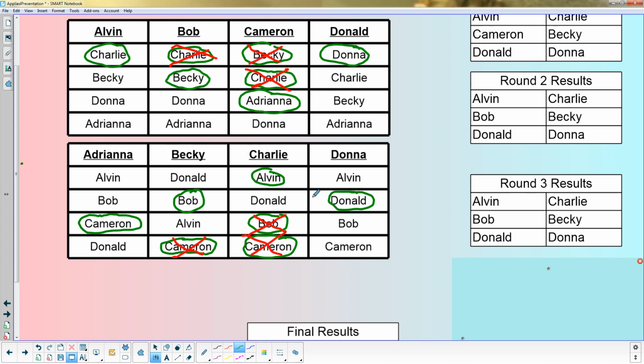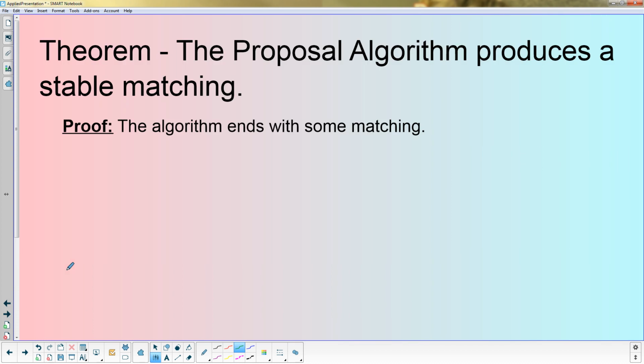Another way to see that this is a stable matching is that Adriana would much rather go to the dance with Bob or Alvin, but Bob and Alvin both have Adriana lower on their list than the people they're going to the dance with, Charlie and Becky. So this does produce a stable matching, and that's actually the theorem that we have, that the proposal algorithm produces a stable matching.